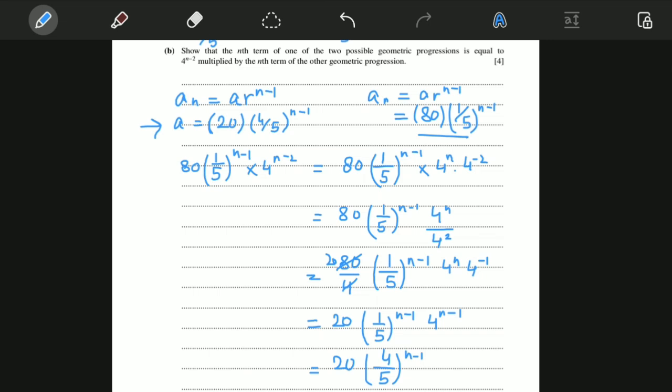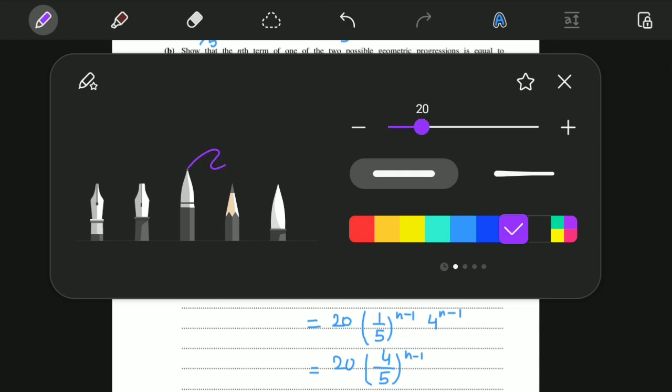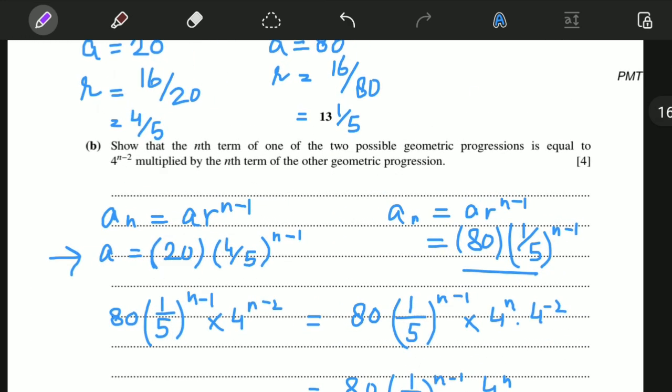Otherwise you can do this. I'm not showing you the whole process, but see, if there is one term multiplied by 4n minus 2 and this equals the other term, b for example, then one thing you can do is, sorry, not a over b, you do b over a, dividing the two terms, and then you will be getting 4n minus 2. In this way it can also be proved.